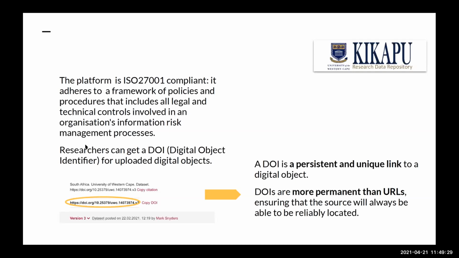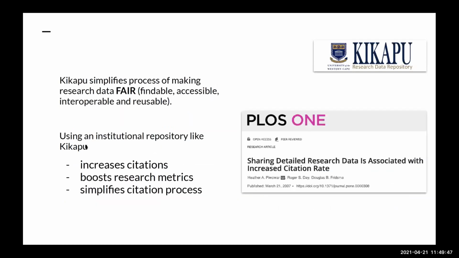This could be a research paper or a data set, an audio file from an interview or an image or anything in between. DOIs are really important in academic citation because they are more permanent than a URL, and it ensures that your reader can reliably locate the source. Using a platform like Kikapo has been shown to increase citations by up to 25% and boost research metrics.